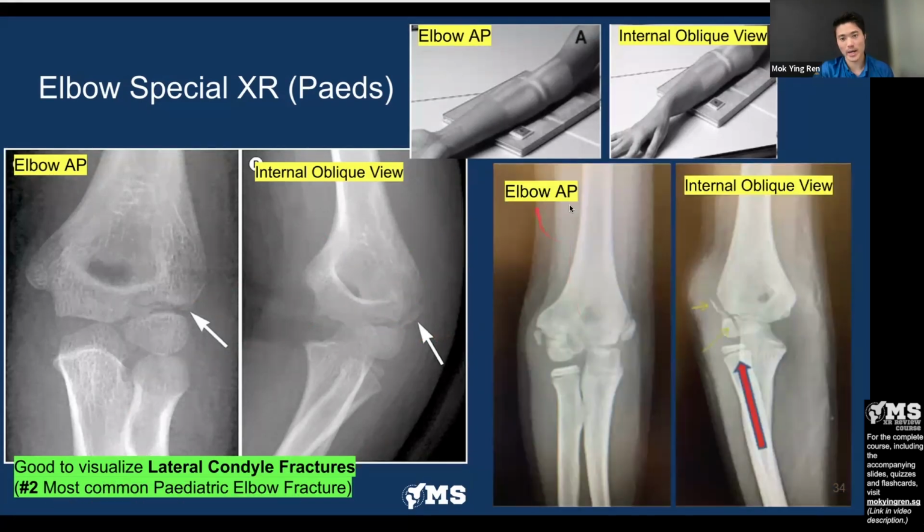Alright, again, another one, elbow AP and the internal oblique view. Now you can see the fracture down the lateral condyle. Alright, so this is commonly seen in a pediatric orthopedics clinic.